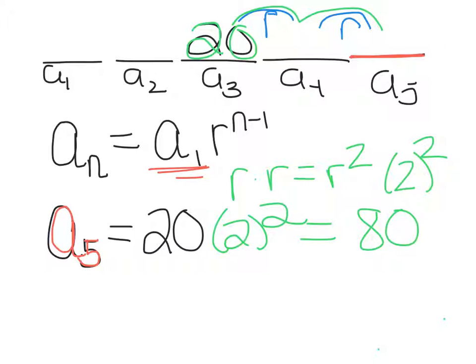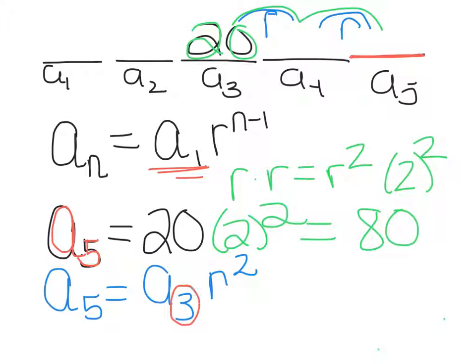But I just want to make you realize something. Watch. A sub 5, to find my fifth term, I plugged in my third term and raised r to the power of 2. I used my third term and raised r to the second power. 2 and 3 together added up always must equal the 5, or whatever number you had over there.